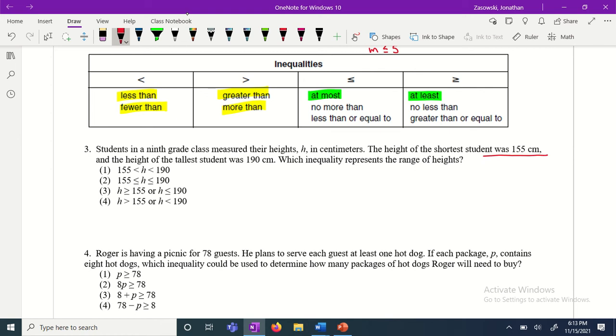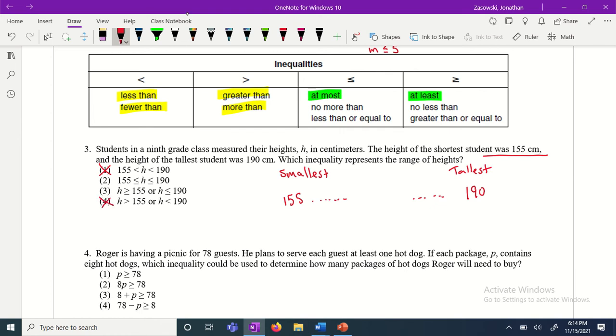So if we think about a range, and we organize people from the smallest to the tallest, we'd have 155 down here, we'd have some numbers in between, and then we'd end up with 190 up here. Now, are we including 155 or are we not? Since there was a student that was 155, we'd be including it. So we know that we can get rid of 1 and we can get rid of 4.